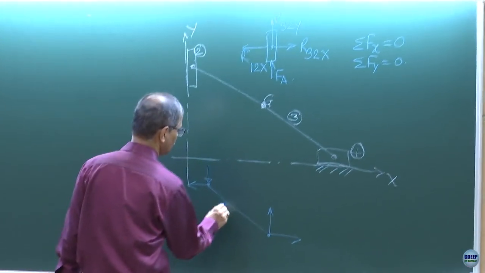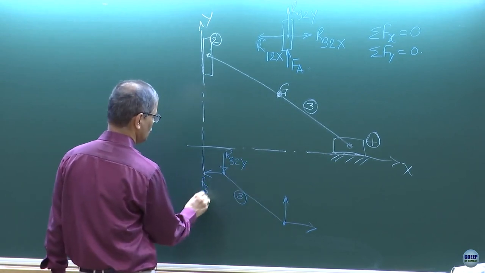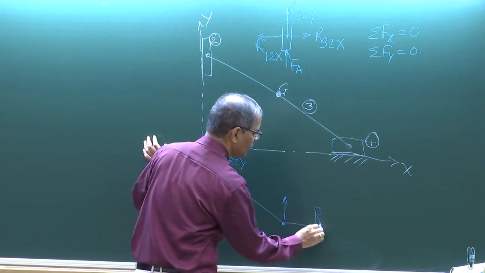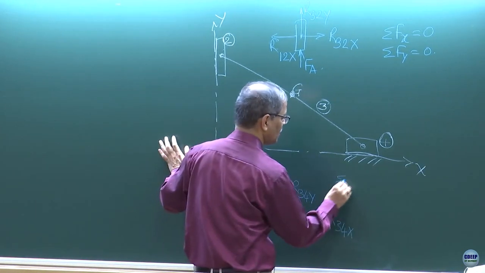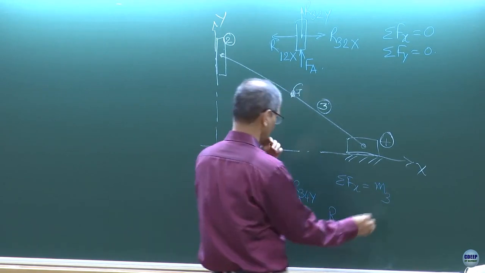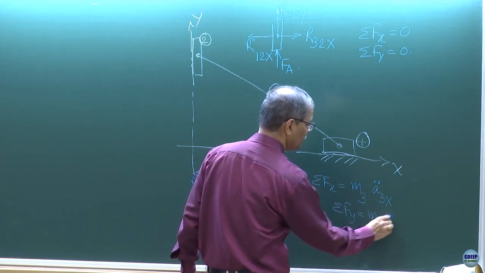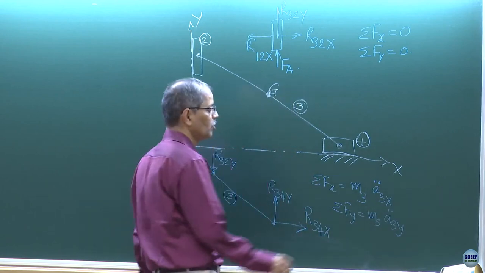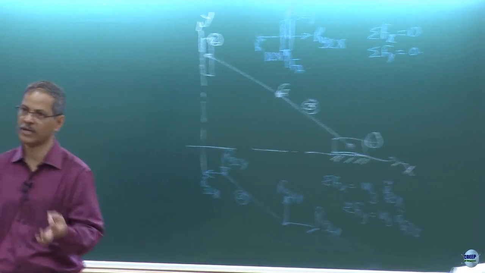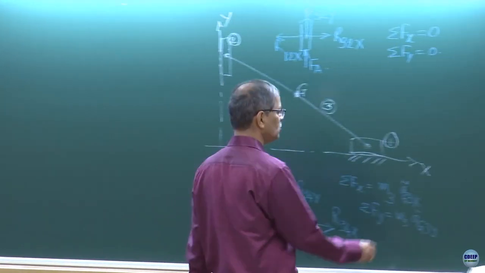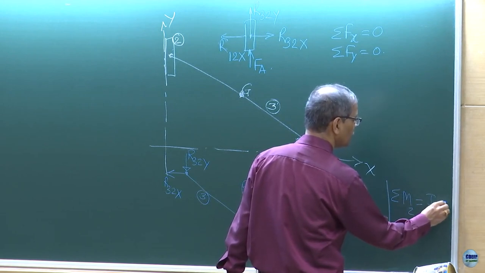So, here you have R32Y, R32X. Between 3 and 4, therefore, you can have the same notation, R34X, R34Y. Sigma Fx is M3 A3X double dot. Sigma Fy is M3 A3Y double dot. Or if you want to be more specific, AG3, the center of mass acceleration. And then take moments about the center of mass: sigma Mz is IG3 alpha 3.